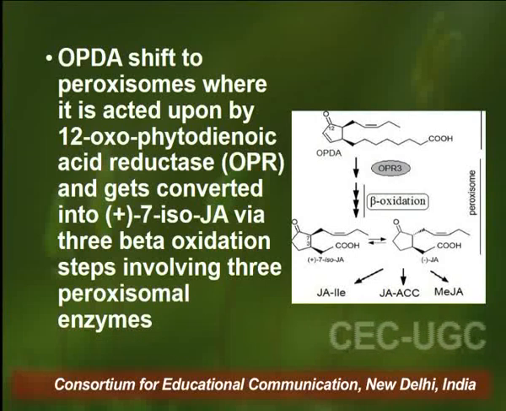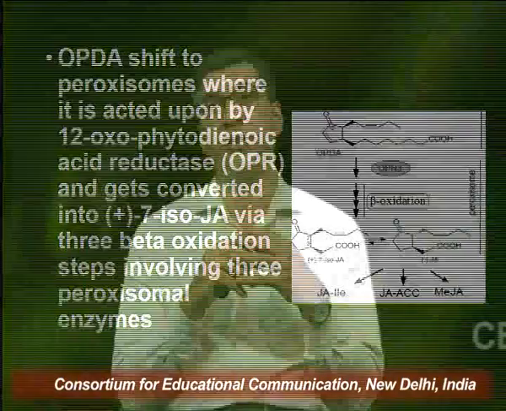Now as I told you, jasmonic acid is present in different derivative forms in the plants, and collectively all those derivatives are known as jasmonates. So once this 7-isojasmonic acid is produced, because it is a very unstable molecule, it immediately epimerizes to a more stable trans form of jasmonic acid. So in the end we get a trans jasmonic acid, which further undergoes different modification reactions.